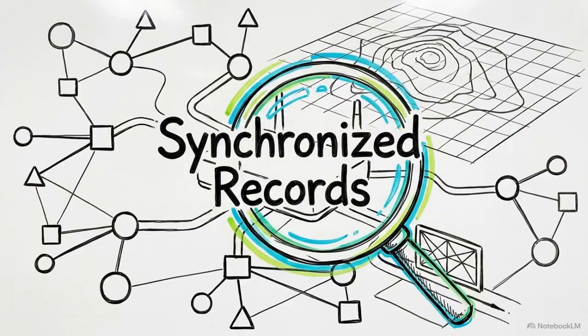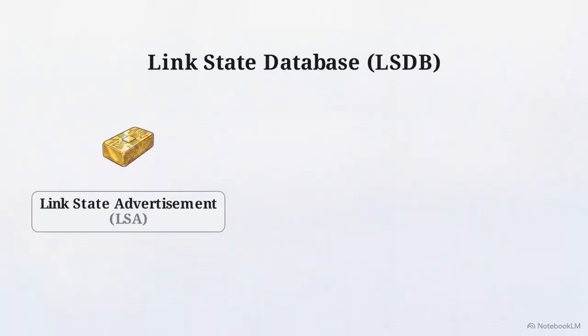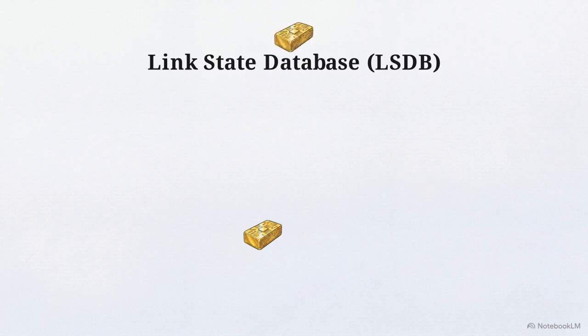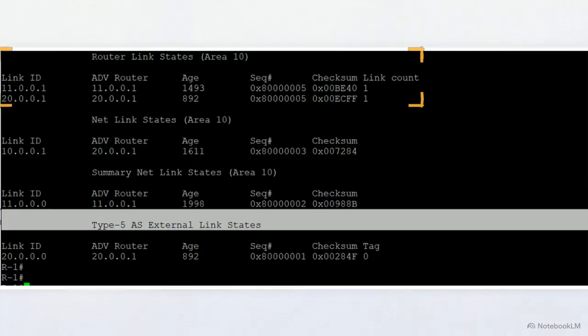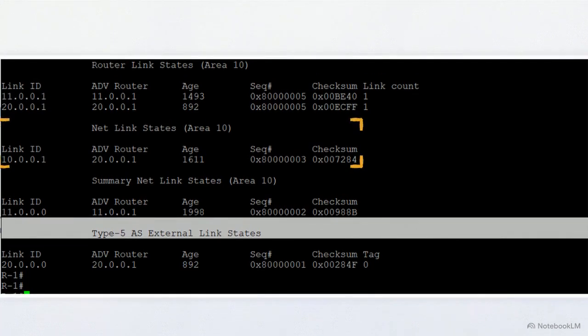So what specific data structures actually populate this synchronized link state database? The database is built from Link State Advertisements, or LSAs. These are the core data packets carrying the granular routing and topology information. This terminal output shows a real OSPF database. Type 1 is the router LSA. Every OSPF router generates one of these to advertise its directly connected interfaces, identified here by specific link IDs. Type 2 is the network LSA. This is generated exclusively by the designated router to represent all of the routers attached to a specific multi-access network segment.